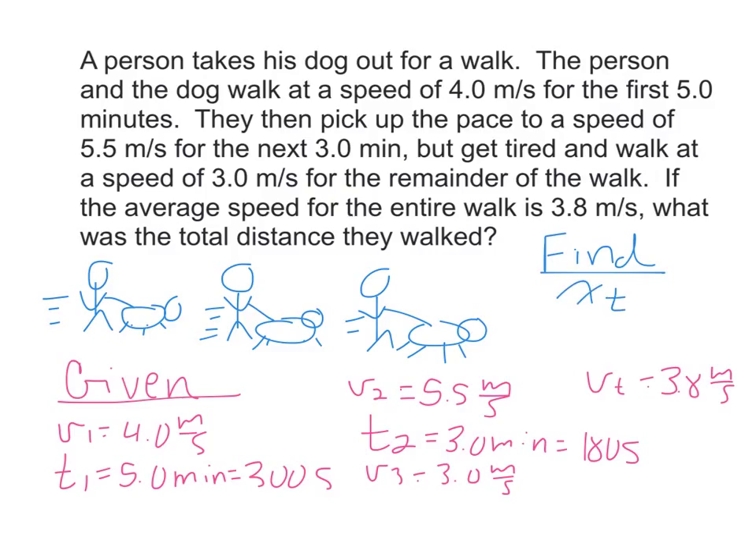So we don't know the time for part 3. We also don't know the distance for part 3, and we don't know the total time. So this will end up being a substitution problem, similar to the Siegel problem. It's just a little bit more complicated since we now have 3 parts. So we're going to look at each part individually in addition to the total, and that'll help us solve.